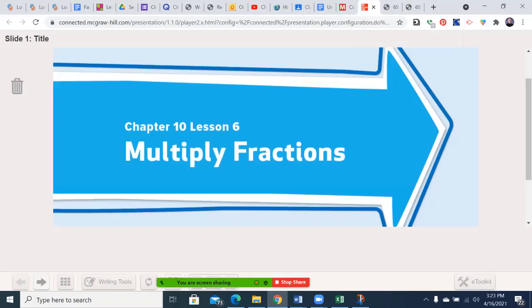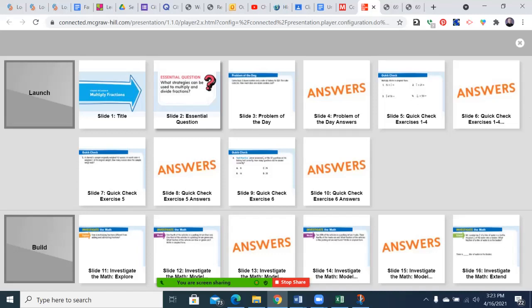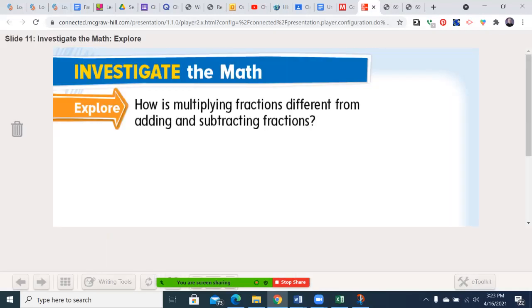But again, the essential question in Chapter 10: what strategies can be used to multiply and divide fractions? This part is not in your textbook, so you don't have to start looking around for it, because if you keep looking, you're still not going to find it. But how is multiplying fractions different from adding and subtracting fractions? And if you were listening about 35 seconds ago, you don't need common denominators.